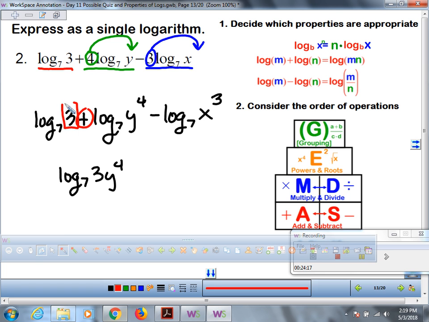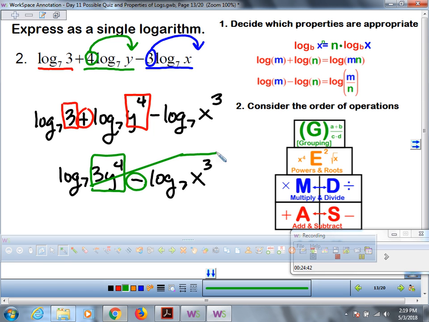This one and this one are products. Minus log base 7 of x cubed. Next, I'm going to use my quotient property. So these are going to become quotients.